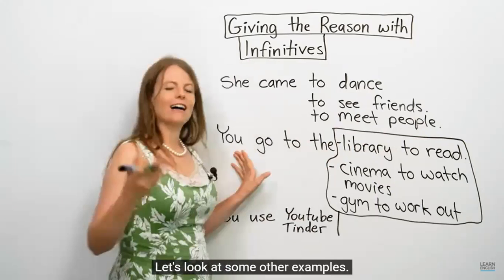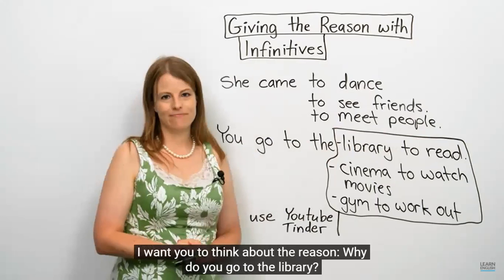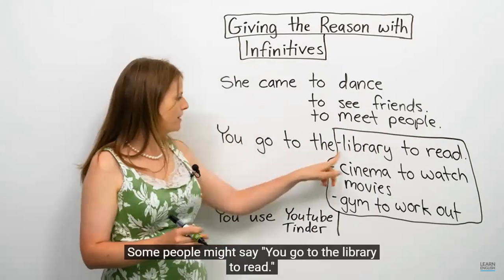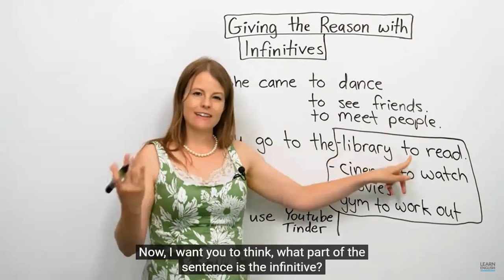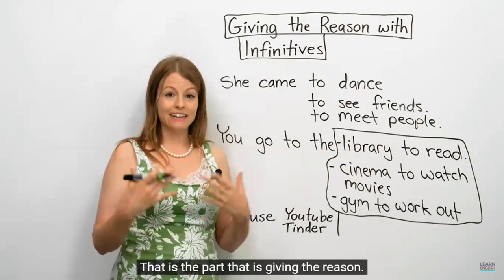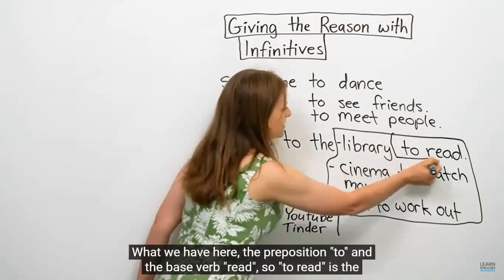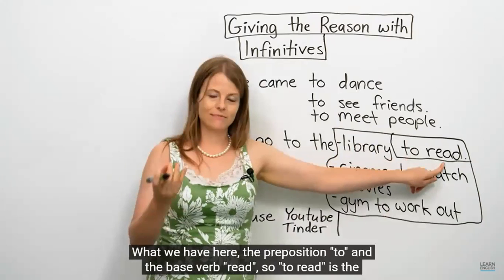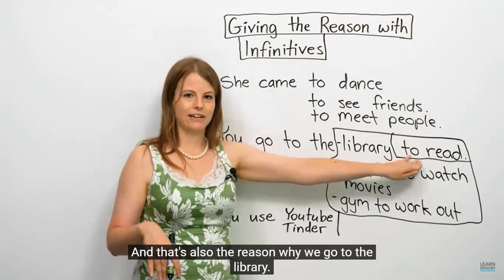I want you to think about the reason. Why do you go to the library? Some people might say, you go to the library to read. Now I want you to think, what part of this sentence is the infinitive? That is the part that is also giving the reason. Well, we have here the preposition to and the base verb read. So to read is the infinitive. And that's also the reason why we go to the library.